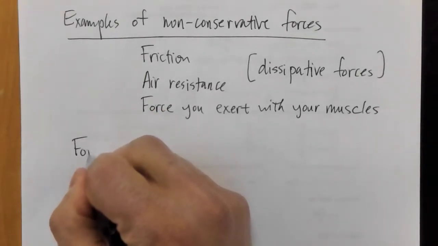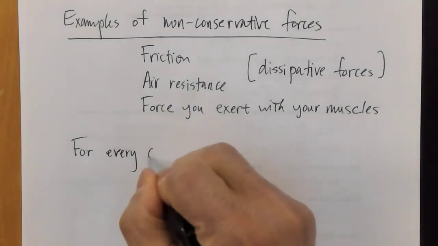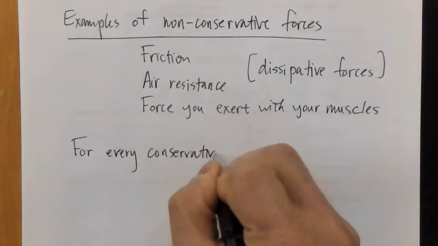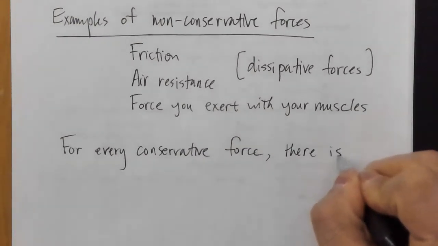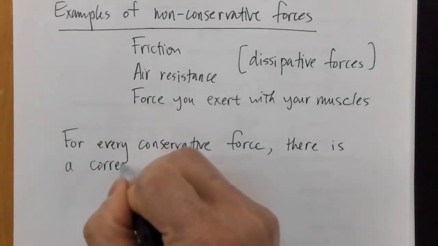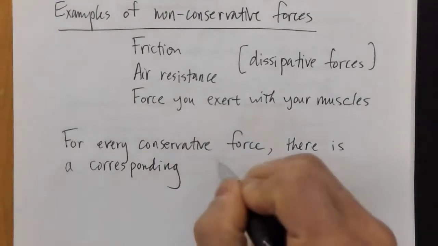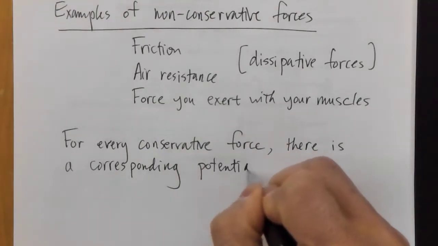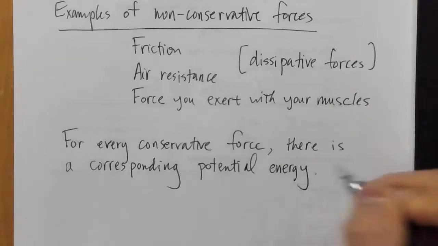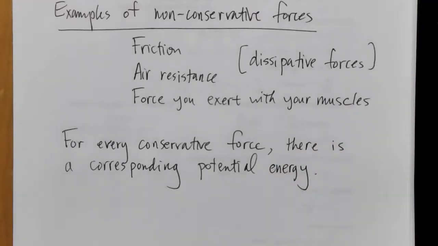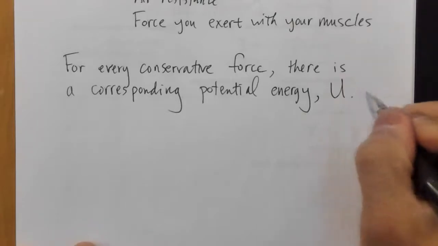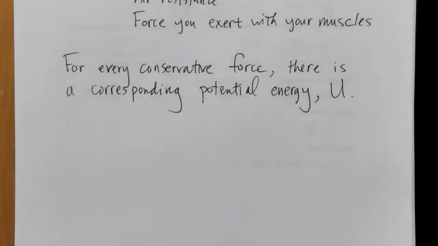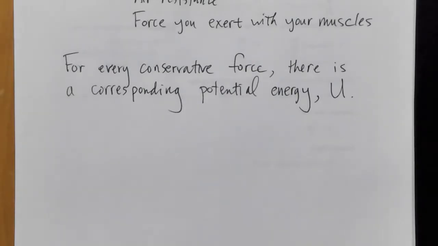So for every conservative force, there is a corresponding potential energy. We already discussed kinetic energy, now we're discussing potential energy. Let's use the symbol capital U for potential energy. Don't ask me why it's U. There's no U in potential energy, but that's the standard thing. Okay.